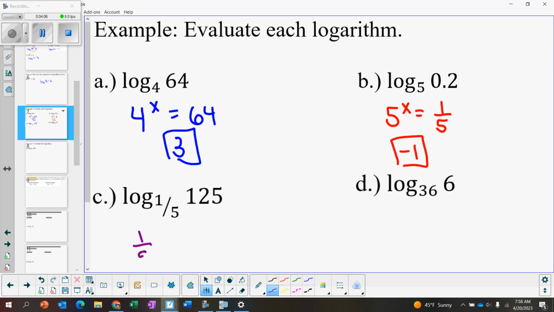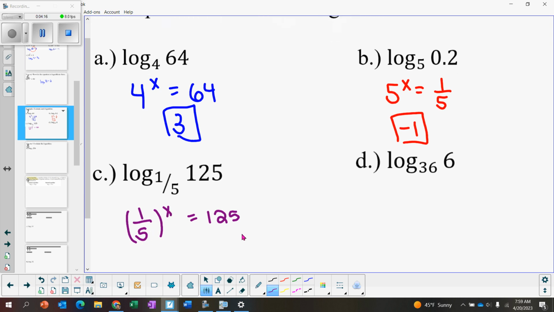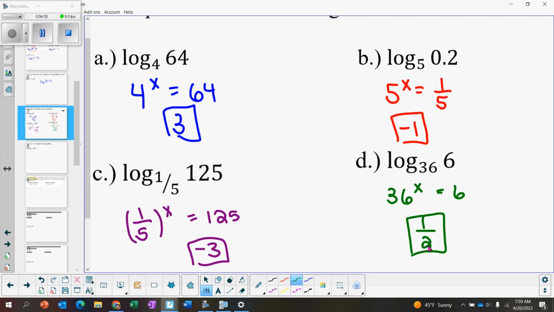Here, 1/5 to what power would equal 125? So first, the negative will bring it up to the top. So now 5 to what power is 125? 5 to the 3rd is 125. So really it's -3. And here, 36 to what power equals 6? So really, the square root of 36 is 6, which means the power is 1/2.